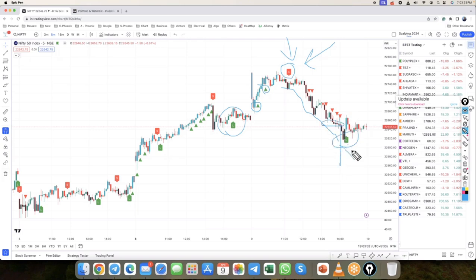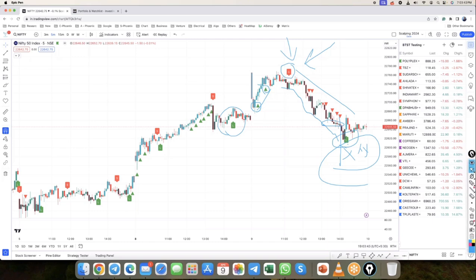This long was generated and I avoided the long entry. Today I just took this one and this one, two entries. It is easily giving between 5 to 10,000 rupees with an investment of 10 to 15,000 rupees. It is pretty good going so far.